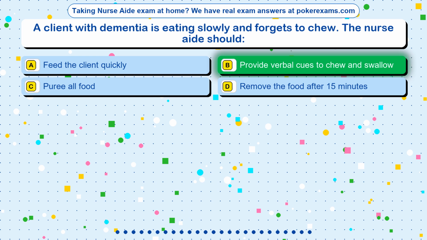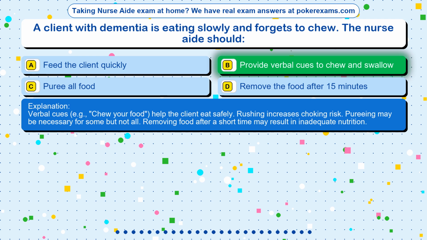The correct answer is option B. Provide verbal cues to chew and swallow. Verbal cues, for example, "chew your food," help the client eat safely. Rushing increases choking risk. Pureeing may be necessary for some but not all. Removing food after a short time may result in inadequate nutrition.